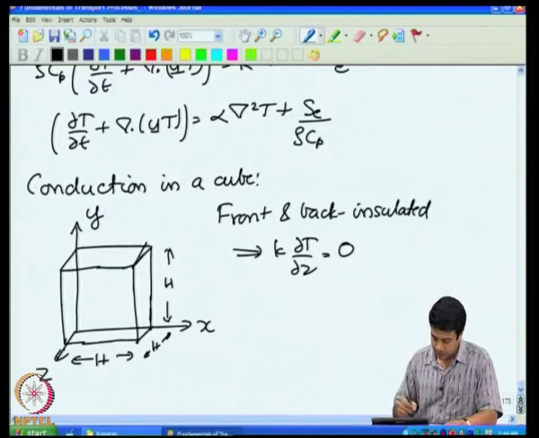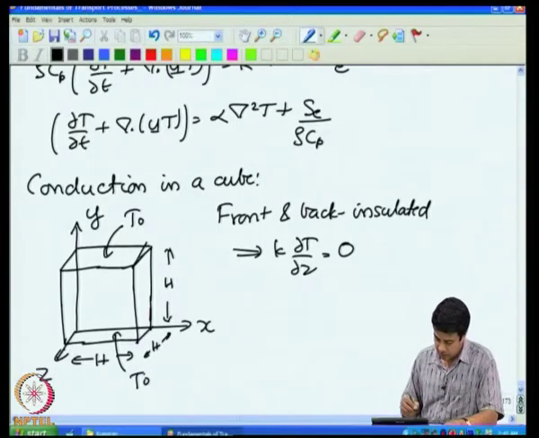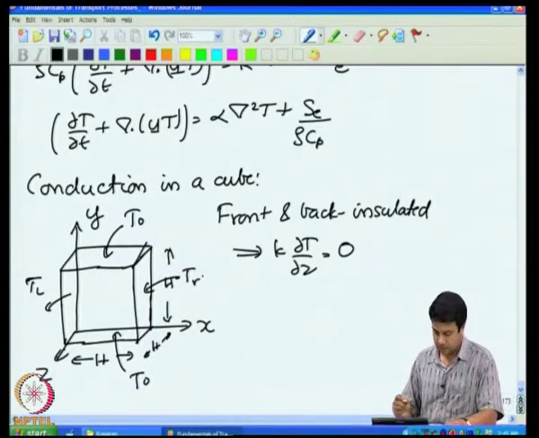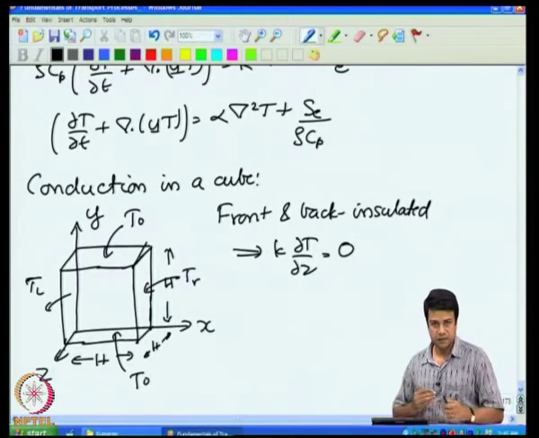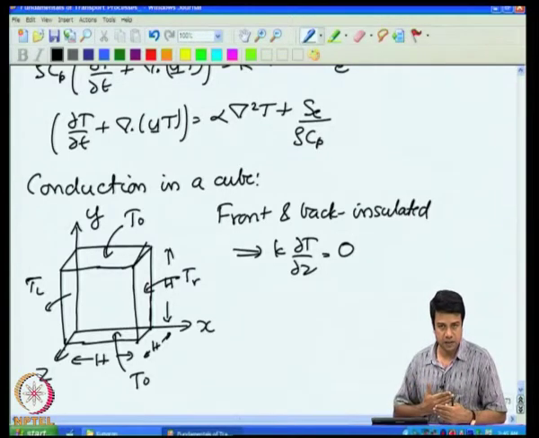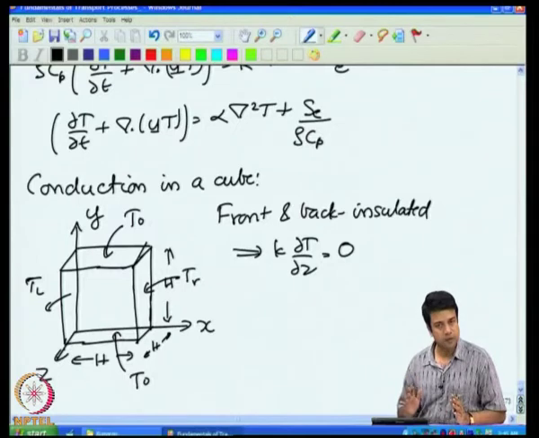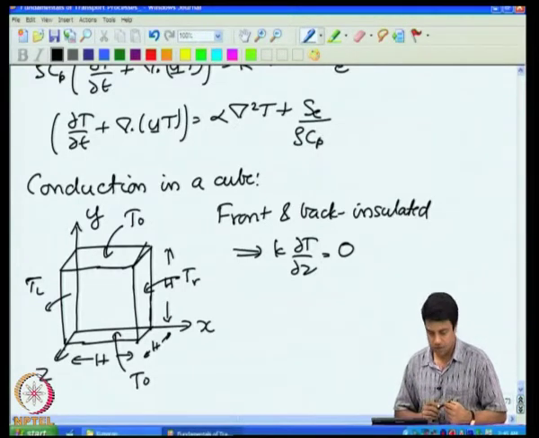And the top and bottom surfaces are at temperature T naught. The left surface is at some temperature T L and the right surface is at some temperature T R. So, I have a cube in which the front and back are insulated, the top and bottom are at temperature T naught, and the left and right are at some temperature T L and T R.